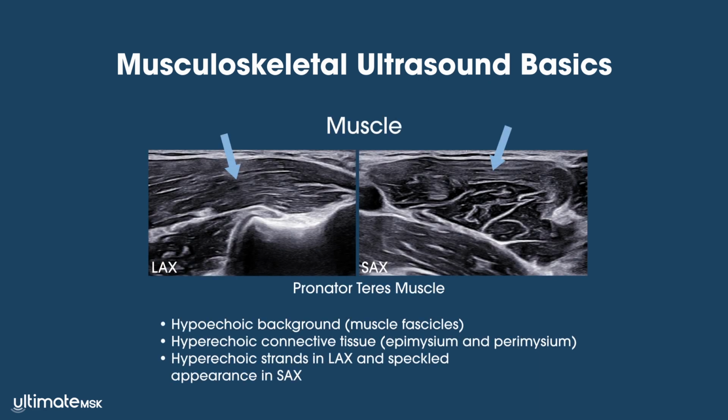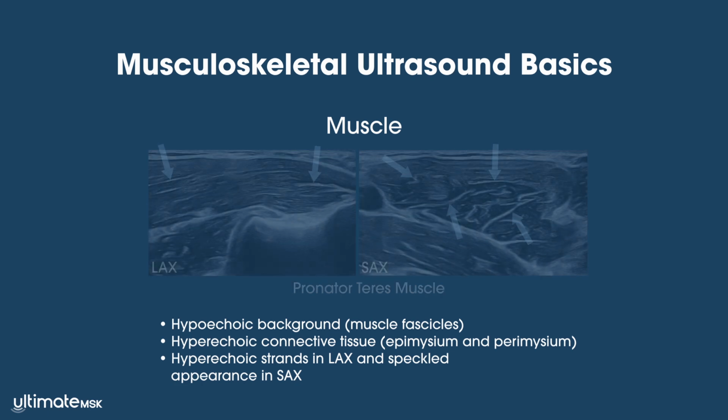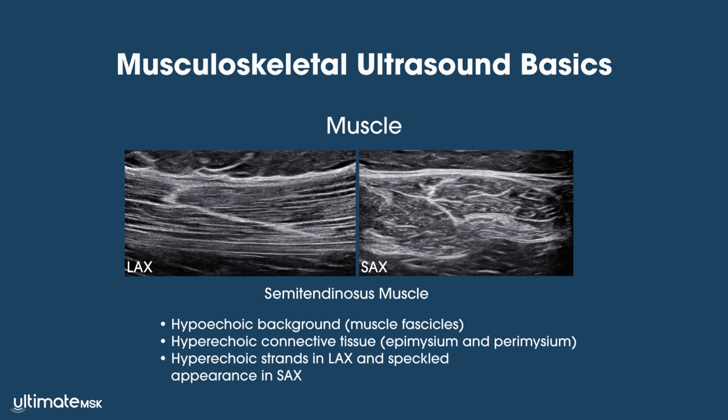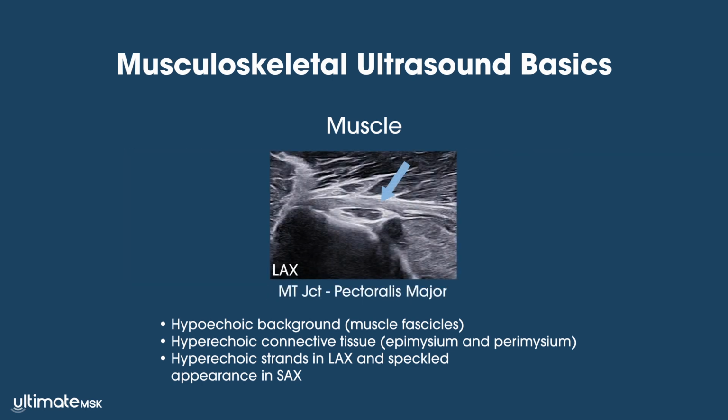Muscle consists of groups of muscle fascicles, which appear hypoechoic, and connective tissue, which appears hyperechoic. The hyperechoic connective tissue includes the outer lining, or epimysium, and multiple internal echogenic lines, which are the perimysium, which envelope the muscle fascicles. Some muscles, such as the semitendinosus, contain an internal aponeurosis that appears as an echogenic line in the muscle. The myotendinous junction is characterized by the hyperechoic tendon surrounded by hypoechoic muscle tissue.